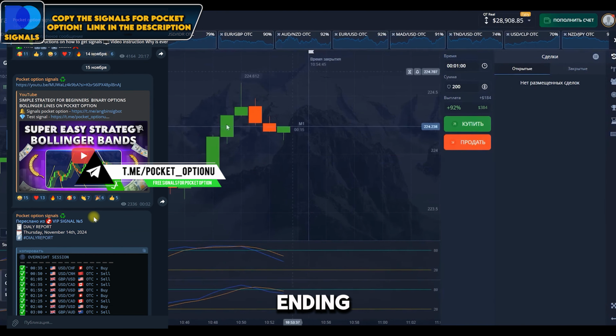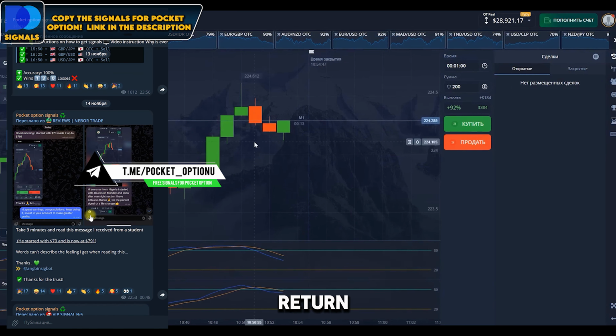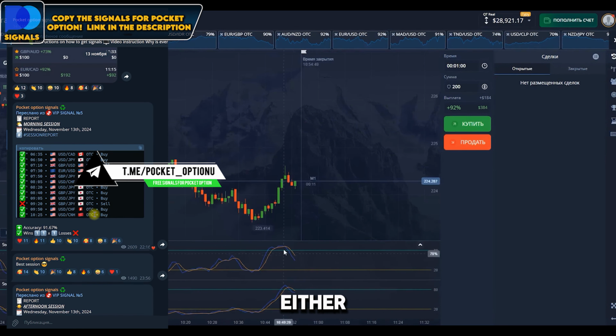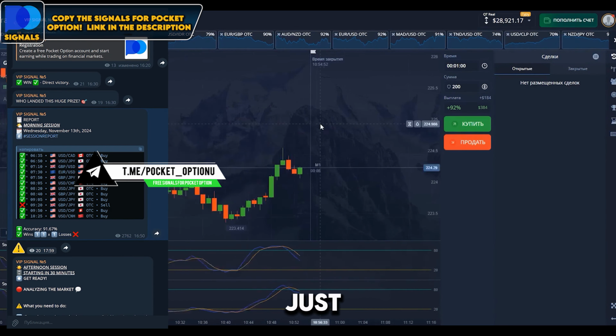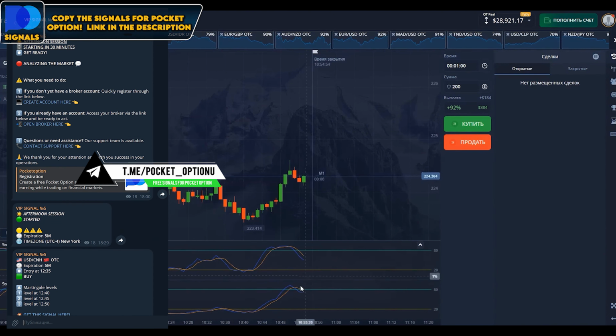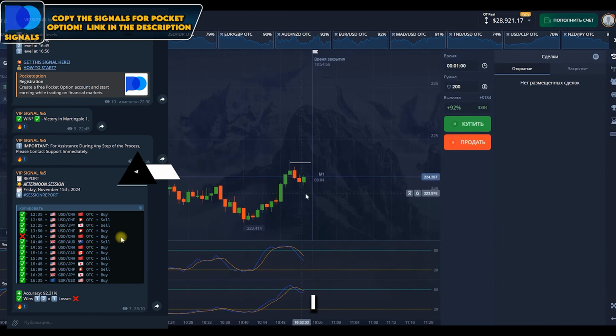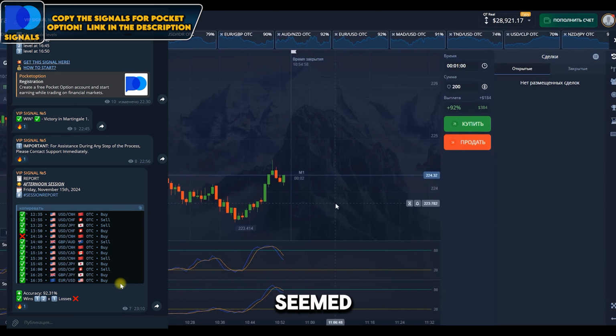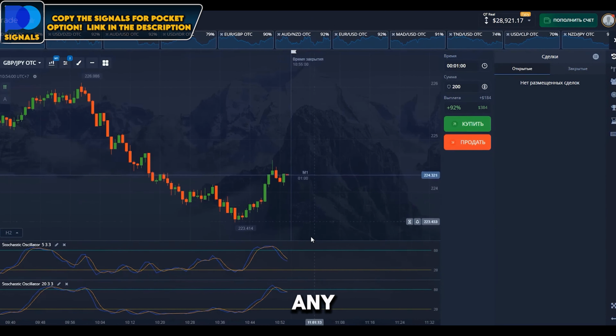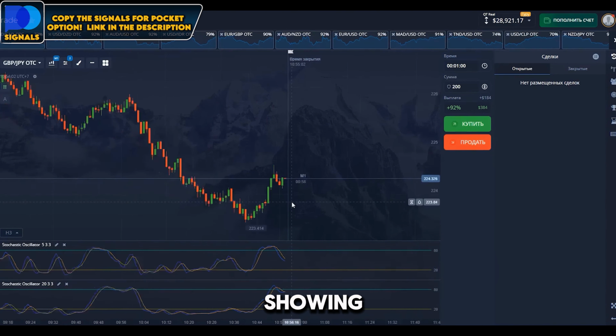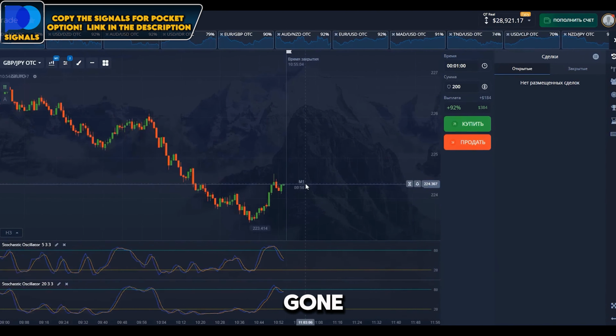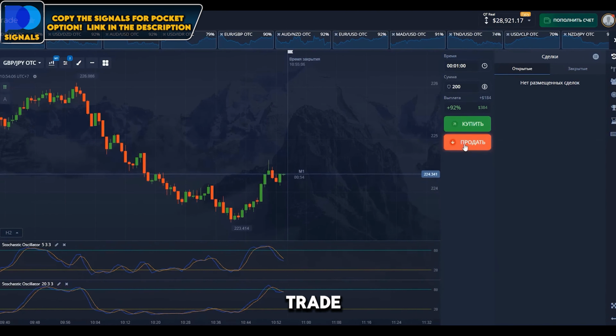The trade is ending. 0, 0 meaning a return, but to be honest, it's not bad either. After all, it's not a loss. What just happened here? Looking at the stochastics, we can see that the signal is still there. Perhaps I came in a little late, and this candle seemed to make a false jump upward. But in any case, the stochastics are still showing a signal. And since the price has gone up, this is the best moment to make a trade.